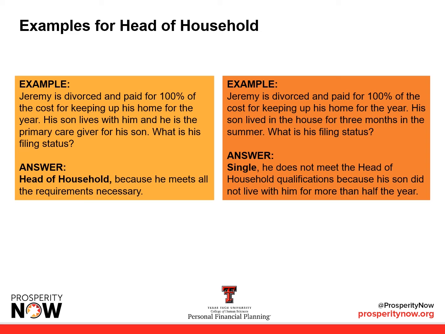In the next example, Jeremy is divorced and paid for 100% of the cost of keeping up his home for the year. His son lived in the house for 3 months in the summer. What is his filing status? The answer is single, because he does not meet the head of household requirements because his son did not live with him for more than half the year.